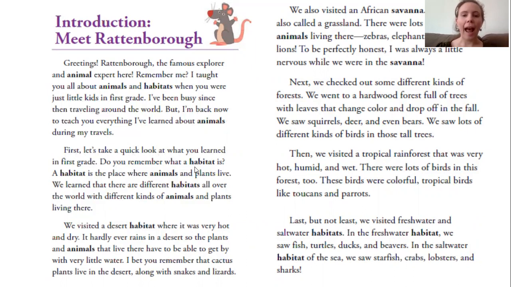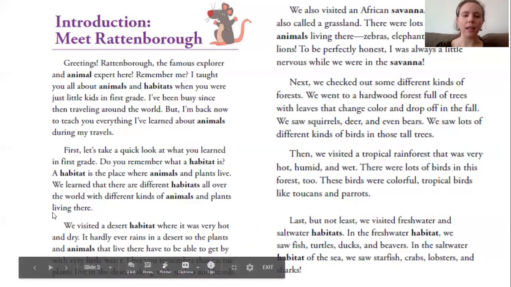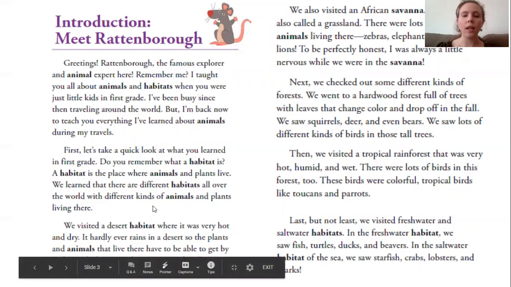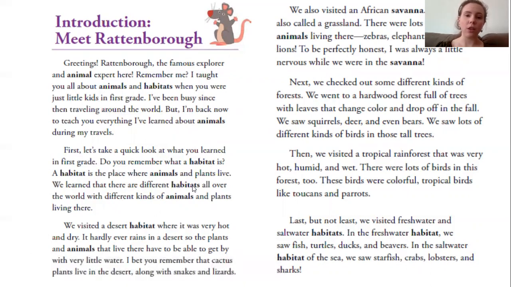Do you remember what a habitat is? A habitat is the place where animals and plants live. We learned that there are different habitats all over the world with different kinds of animals and plants living there. You guys will notice there were some of those bold words that we learned in our vocabulary preview, and those are going to be important as we go on. These words may be more familiar, but we'll come to words that are more unfamiliar to you as we read.